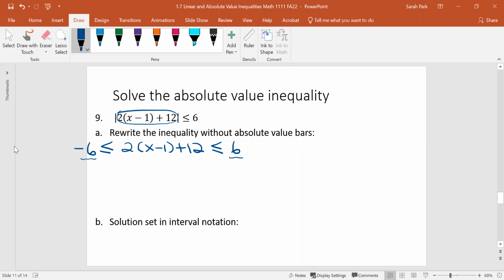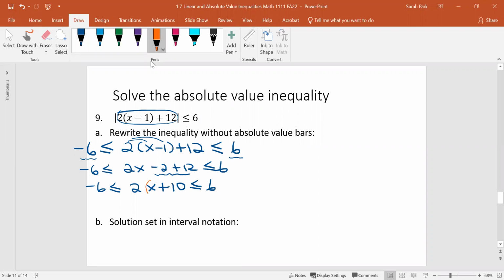There's a couple ways we can do that here. Let's distribute the 2 first. So -6 less than or equal to 2x minus 2 plus 12, less than or equal to 6. Combine like terms, -2 plus 12, so -6 less than or equal to 2x plus 10, less than or equal to 6. Our goal is to get x isolated in the middle. So we can subtract the 10 on all three sides, the left, the middle, and the right.